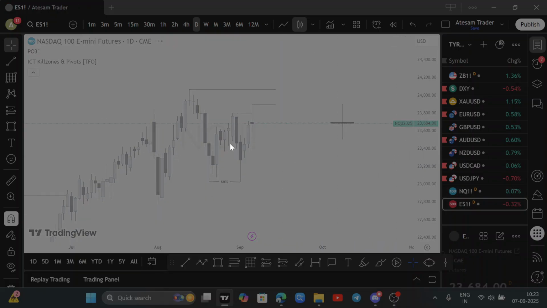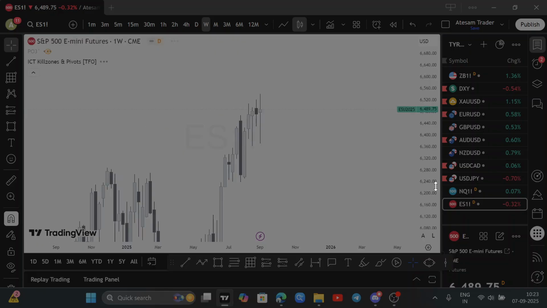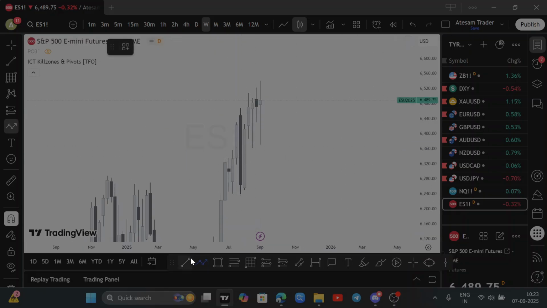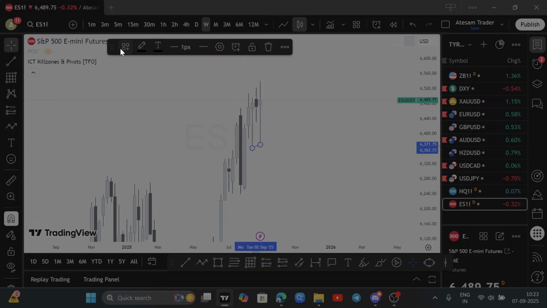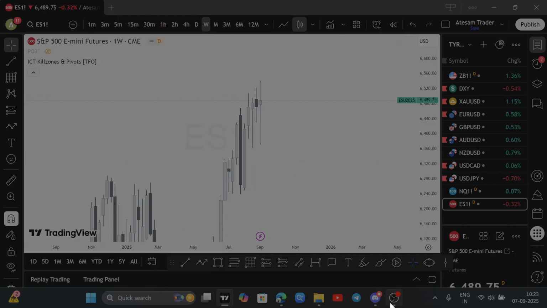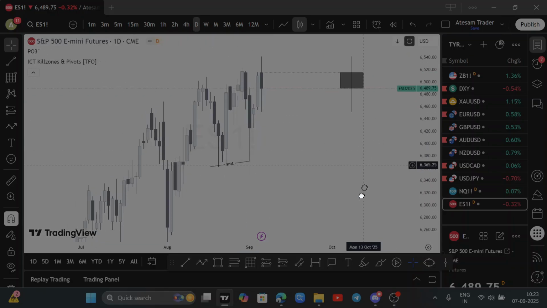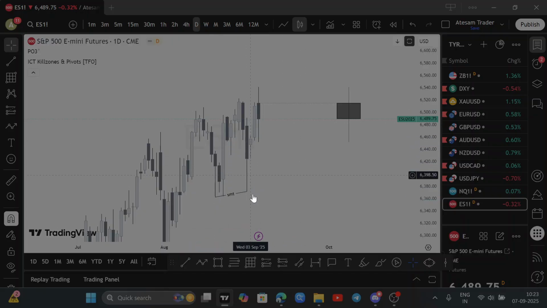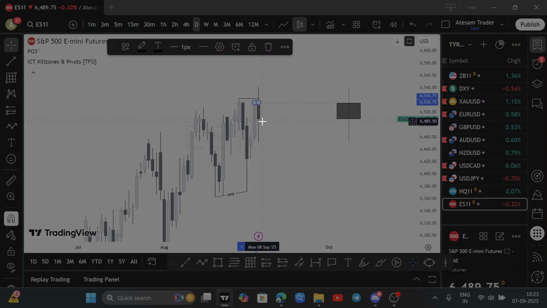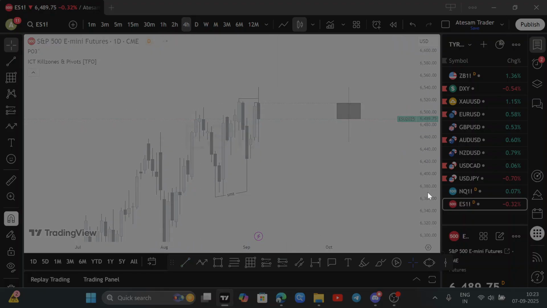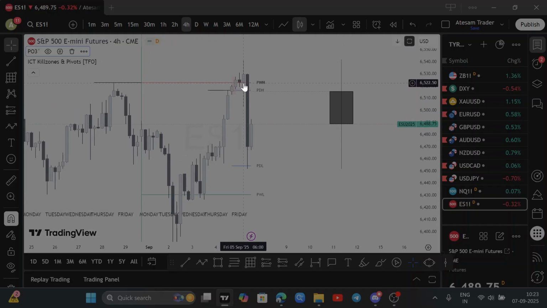Okay, come to the ES. What do we have? We have SMT here. What can we see? We already took the highs. When we took the high, we also took the previous candle high and closed inside. If you see the 4 hour, we are closing below this up close candle. That is the sign of reversal.